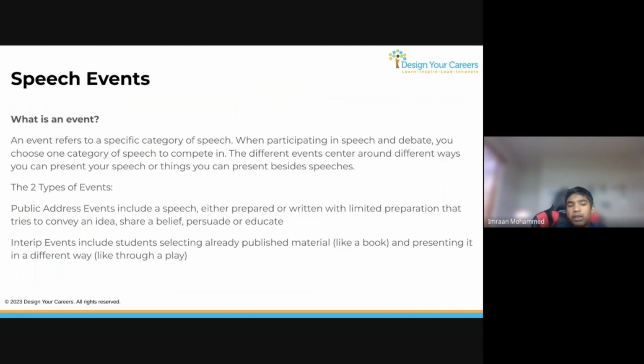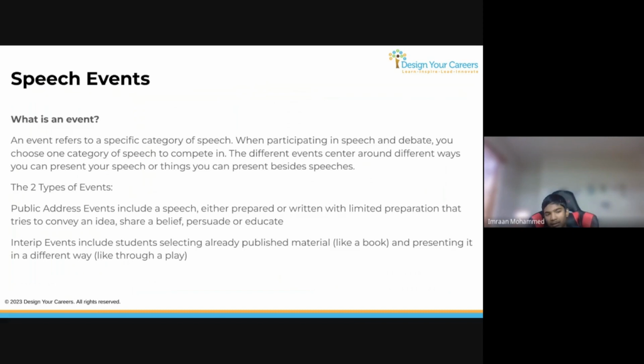So when we're talking about speech events, you have two types of events. Again, this is for speech events only, not for debate events. But in speech events, you have public address events and interrupt events. So public address events, those are what you would stereotypically think of if you're thinking about speech and debate and giving a speech. So they'll include a speech that's either prepared or written with limited preparation, and that's just given to an audience. What you would normally think of when you think of giving a speech. It can be persuasion, education, or for another reason.